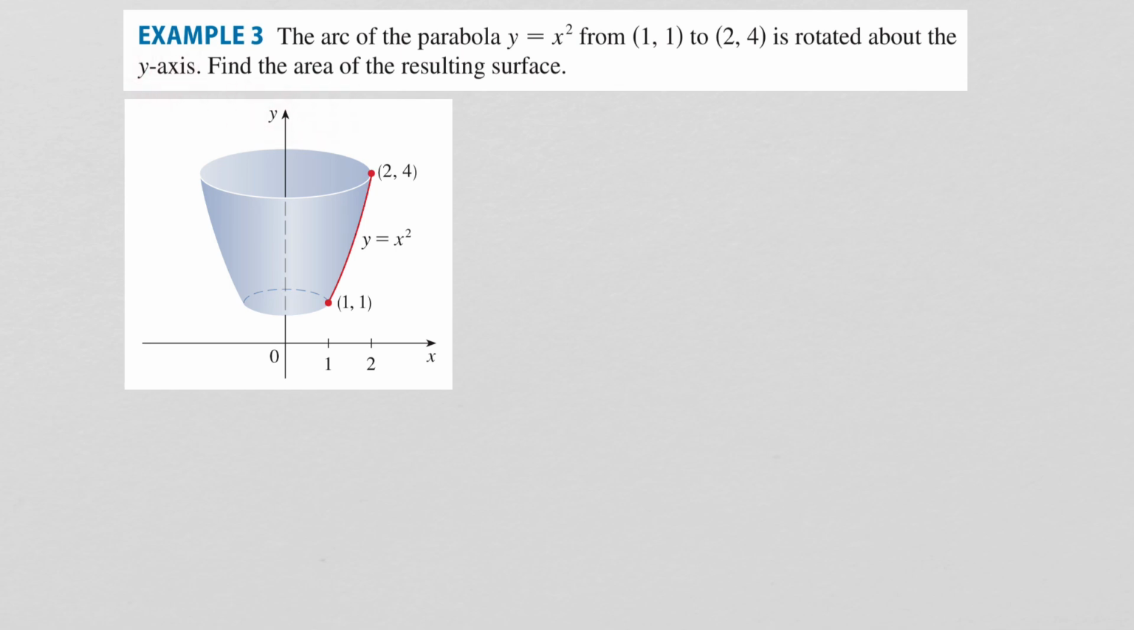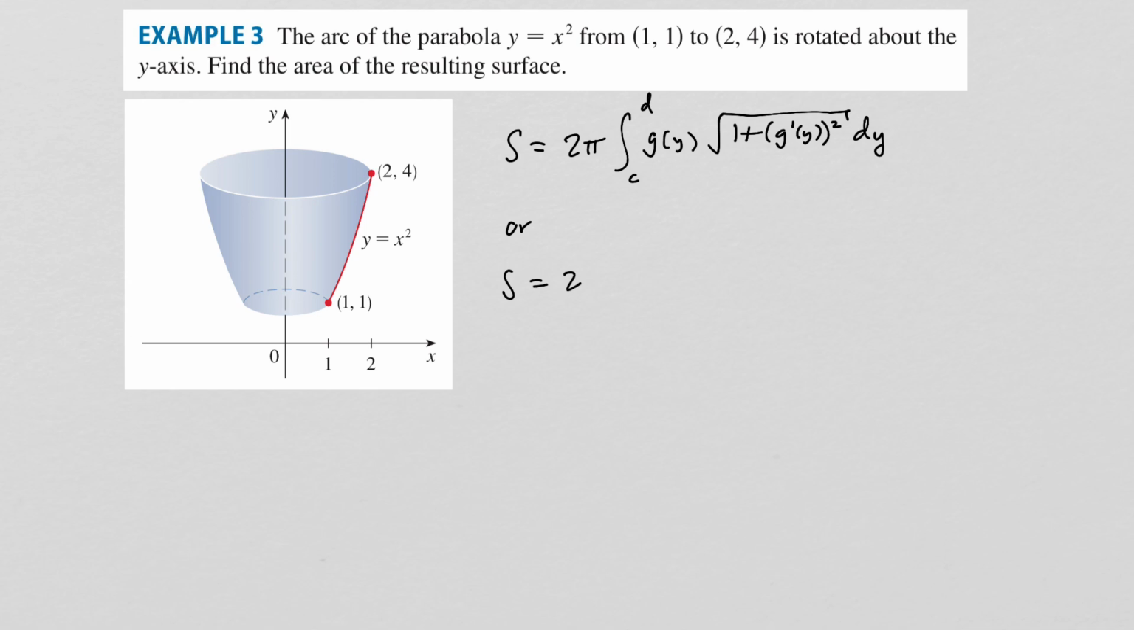Okay, so when revolving a function about the y-axis, the surface area can be found by using one of two formulas. One formula is 2 pi integral c to d, the function g of y, times the square root of 1 plus g prime of y squared dy. Or the other formula is surface area can be found by 2 pi integral from a to b, x square root 1 plus f prime of x squared dx.